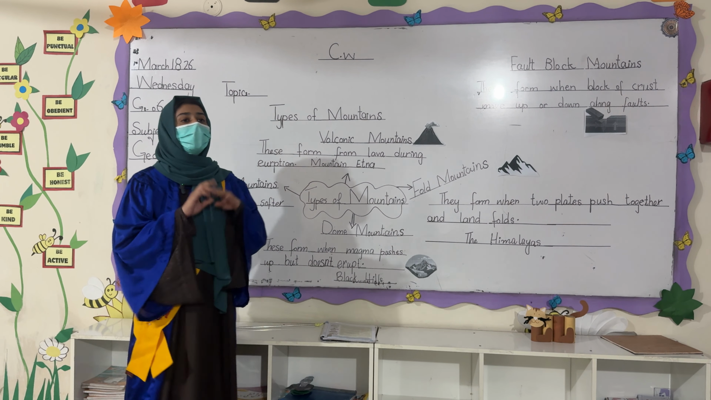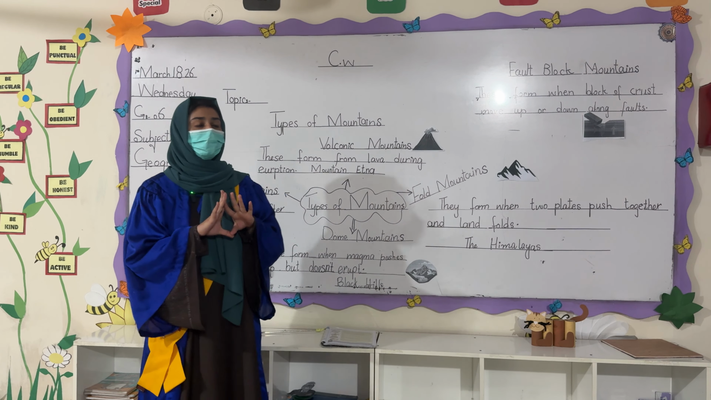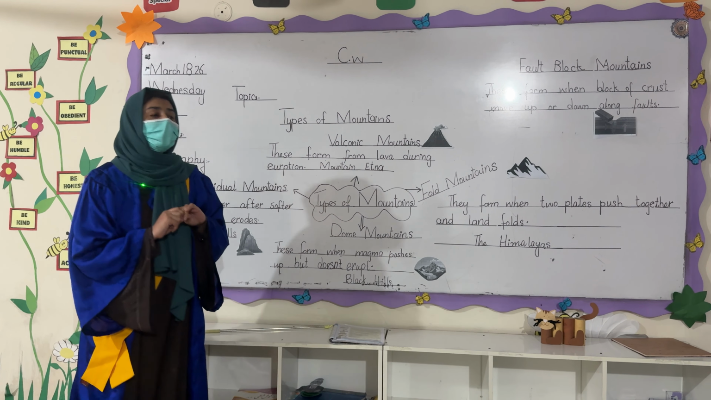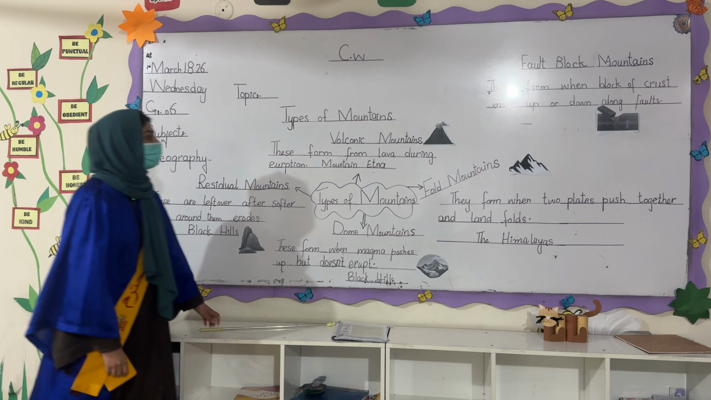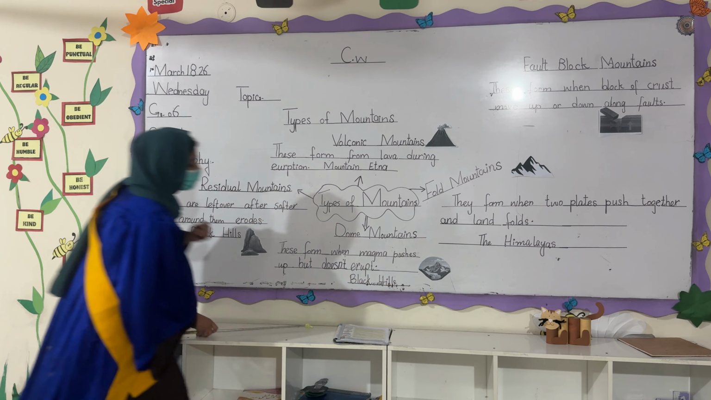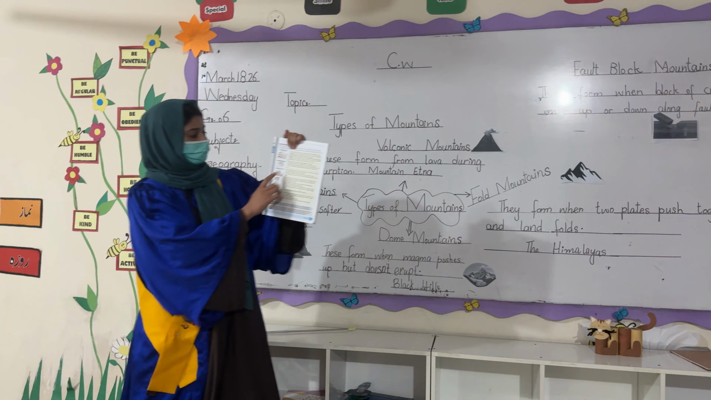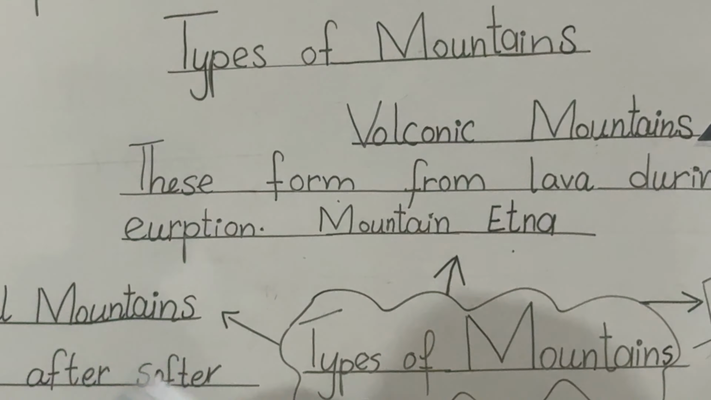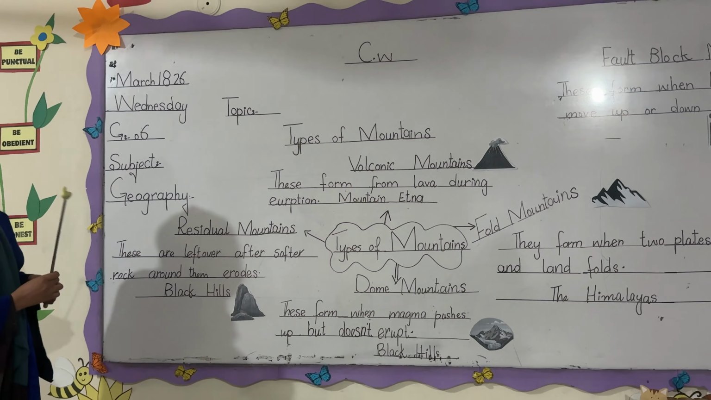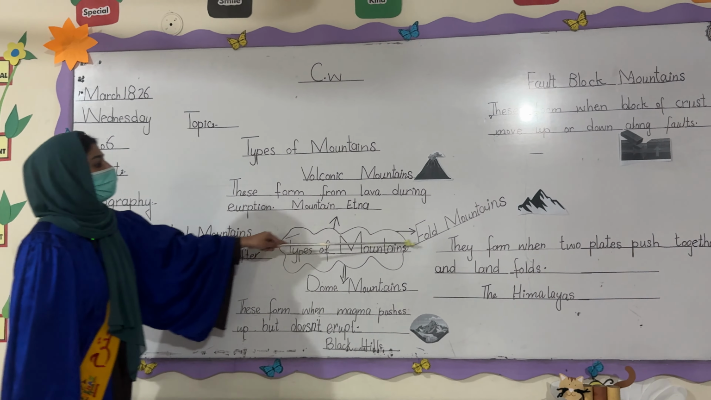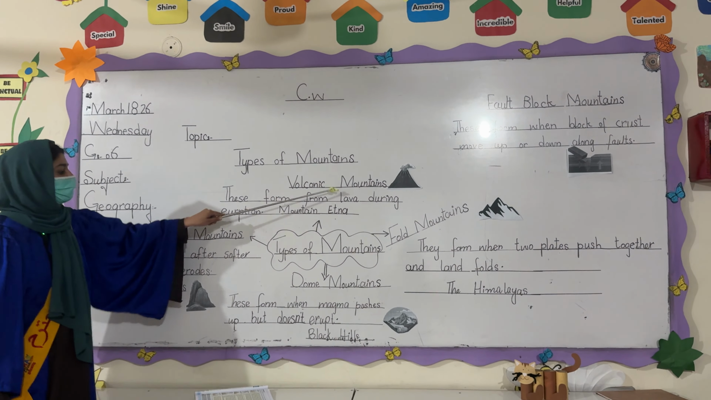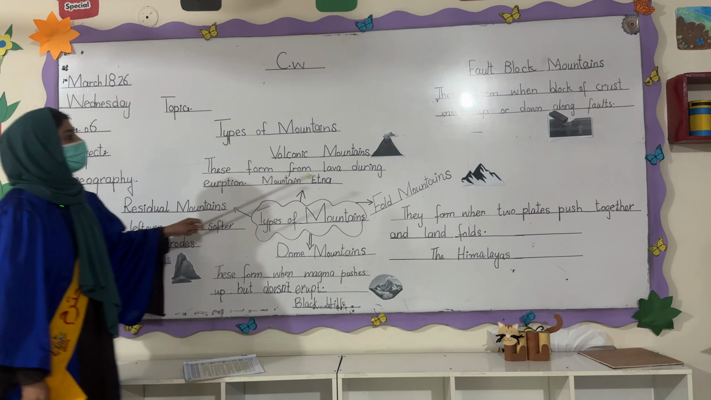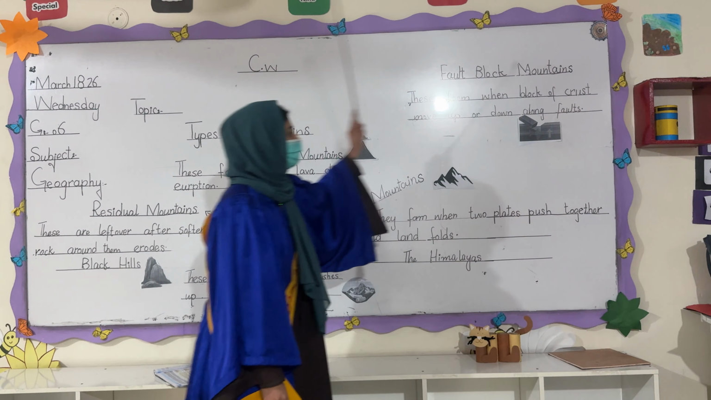Mountain is a high landform that rises above the surrounding area and it usually has a peak. Now let's see the types of mountain. In your book you can see there are some types of mountain on page 19, and now you can see the names of the types of mountains. First is fold mountains, volcanic mountains, dome mountains, residual mountains, and the last one is fault block mountains.